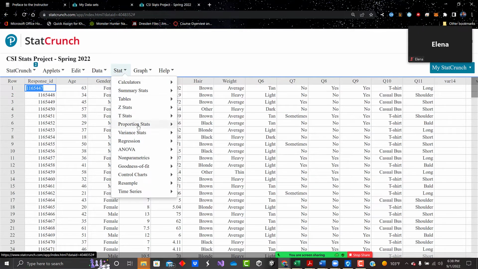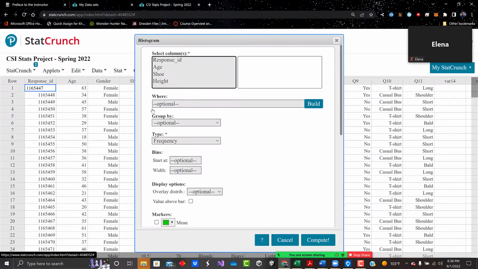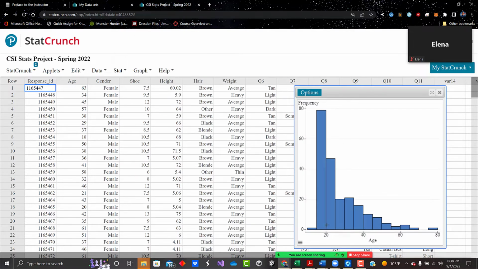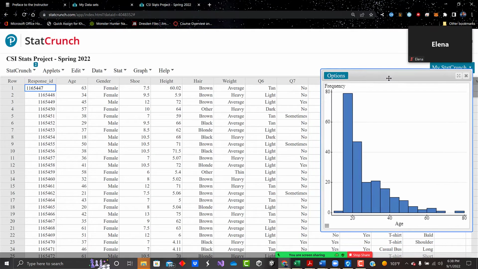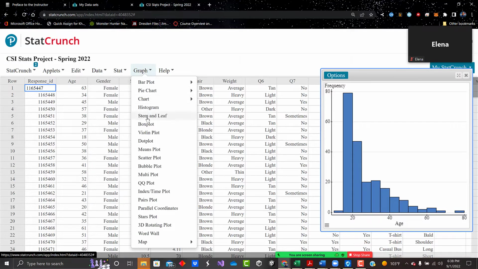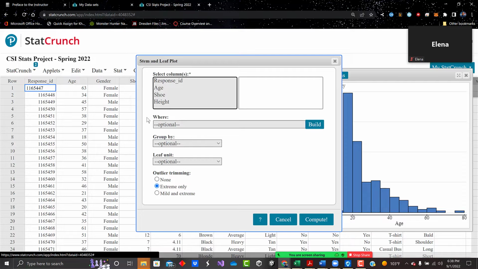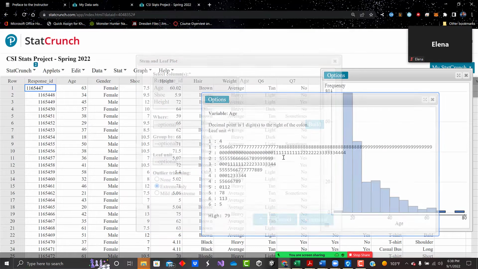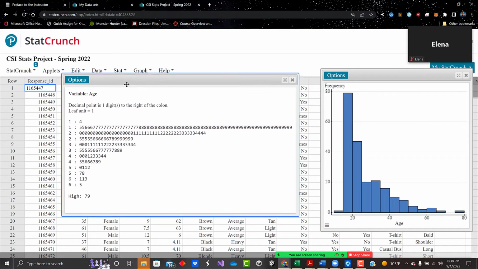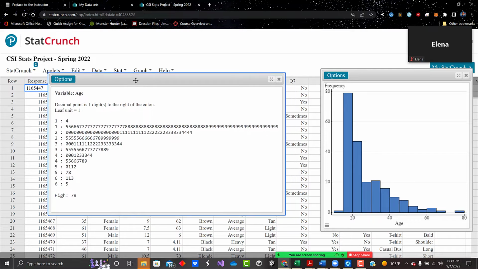So let me just do the histogram for age again real quick. And let's just see what it does on its own. So it bins it every 5 years. That'll work. So that's a histogram for it. And then we're going to do the stem and leaf plot. So what is this doing here?